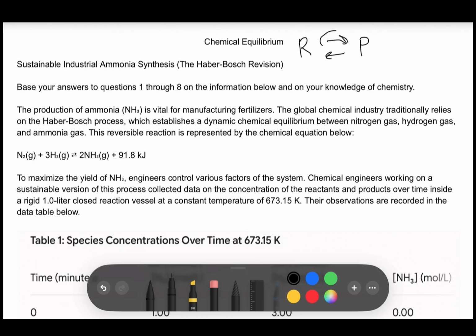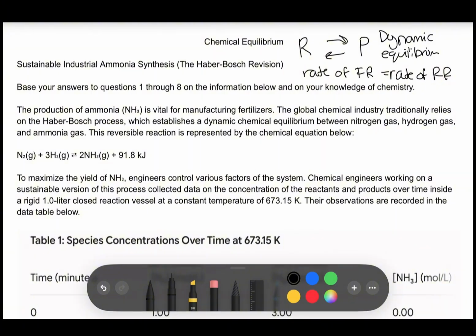Now, this arrow represents our forward reaction. The forward reaction is when the reactants are forming the products. But the reverse reaction is when the products are being broken down to form the reactants. In this reversible reaction, typically when we have a closed system, there's going to be a point where the rate of the forward reaction is going to equal the rate of the reverse reaction. This is called dynamic equilibrium. So the rate of forward reaction equals the rate of reverse reaction.